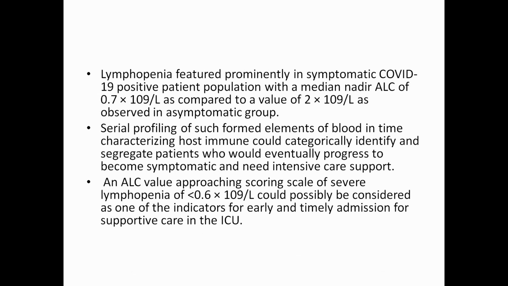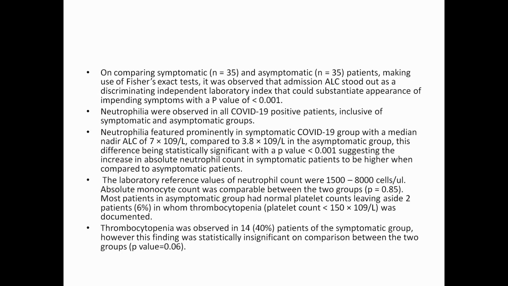Serial profiling of such patients was done and characterized based on host immune response. Patients who could eventually progress to symptomatic were also categorically identified and segregated, and they required intensive care. An ALC value approaching the scale of severe lymphopenia, 0.6, could possibly be considered as one of the indicators for early and timely admission for supportive care in ICU.